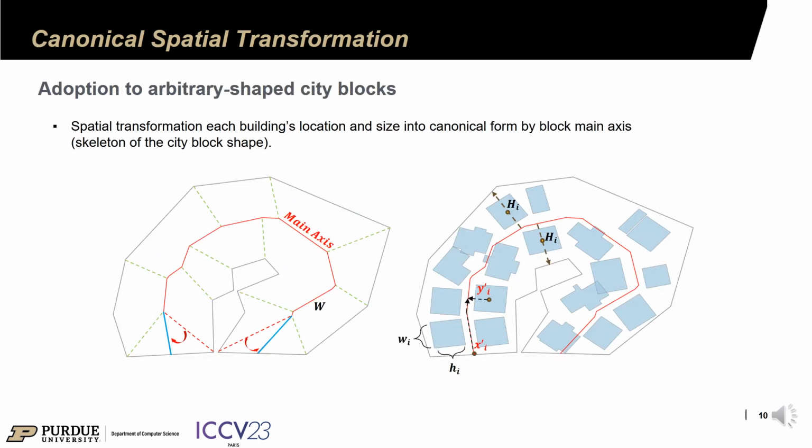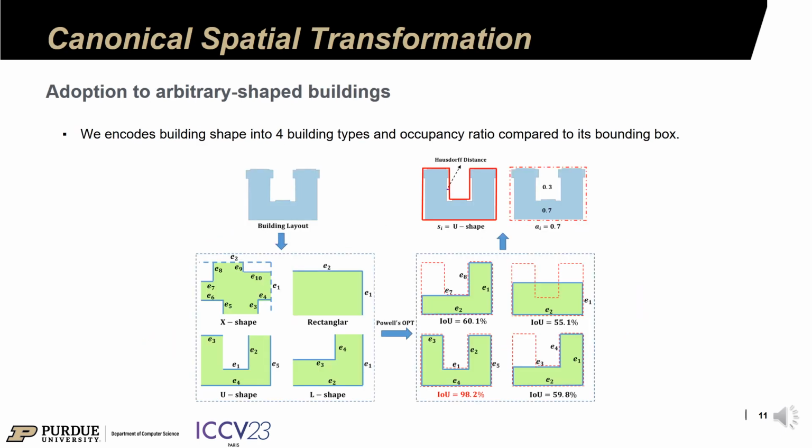Specifically for arbitrary-shaped city blocks, we introduce canonical spatial transformation. The skeleton of the city block shape is calculated as the main axis of building assignment. The location and size of each building is normalized to canonical form according to the main axis. For arbitrary-shaped buildings, we introduce multiple building types and occupancy ratio. Each building will be assigned a shape type and an overlapping ratio over its bounding box.